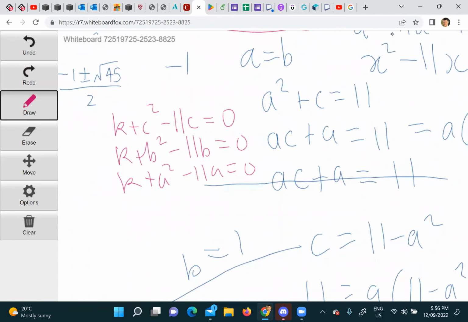So what that means is all of those A, B, and C satisfy this quadratic equation. Let's use the letter Y here. So it's K plus Y squared minus 11Y equals 0. And what's Y again? It's the variable in the equation.